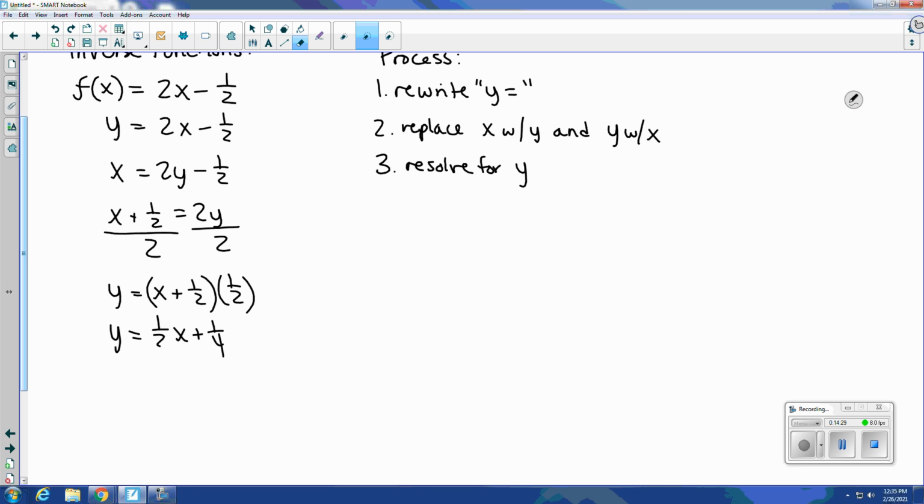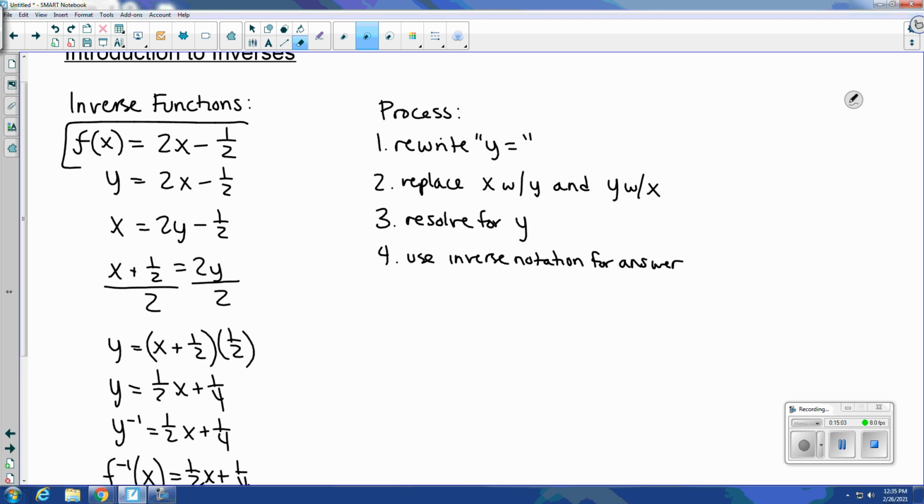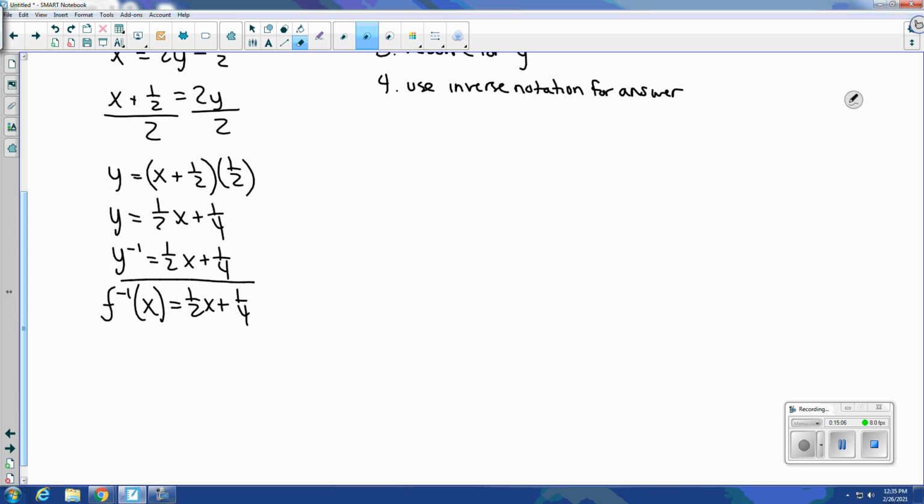Now, the very last thing we want to do is make sure we use inverse notation to indicate that that final result is actually an inverse. So our original function is defined as y. We don't want to define this as y as well. So all we have to do is tack on a little -1 exponent as our inverse notation, or if you want to convert it back to function notation, you would write it like this. So here is our original function, and here is its inverse.